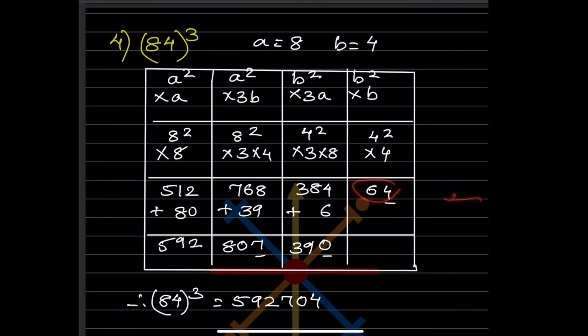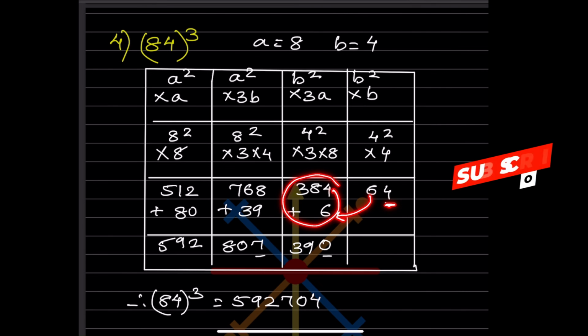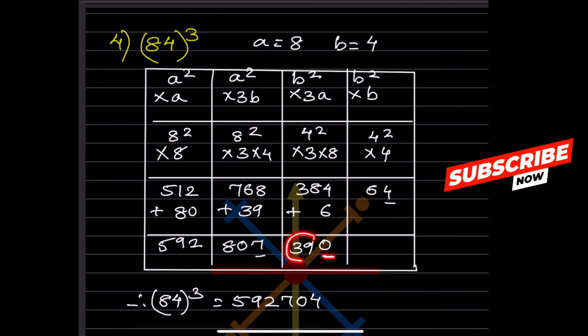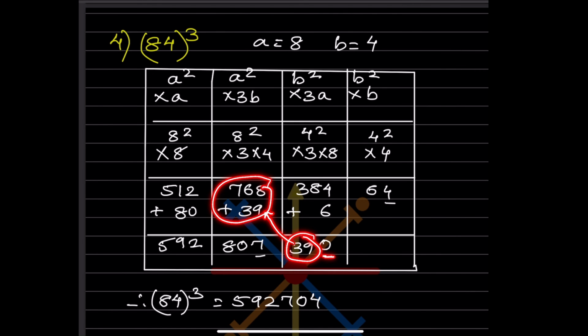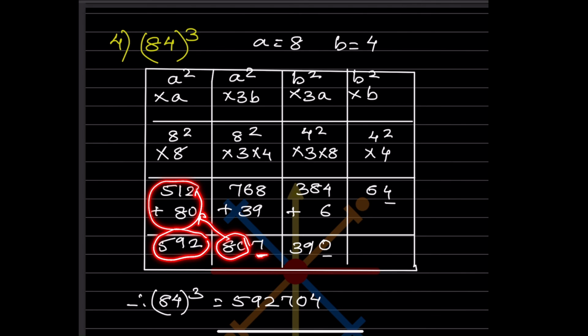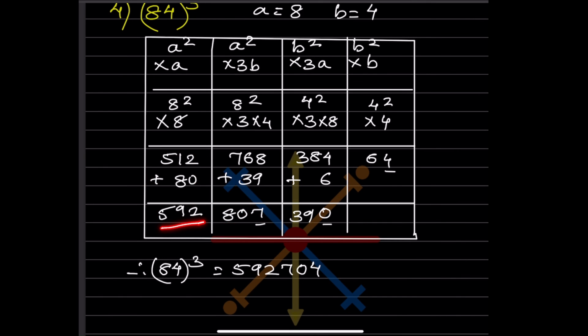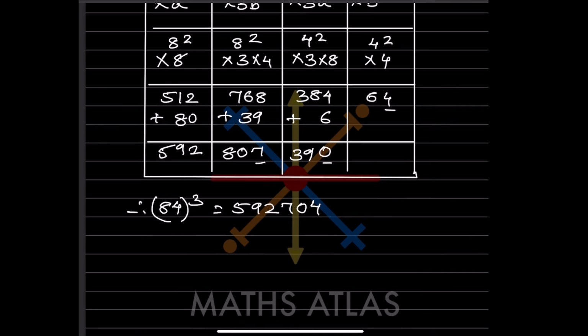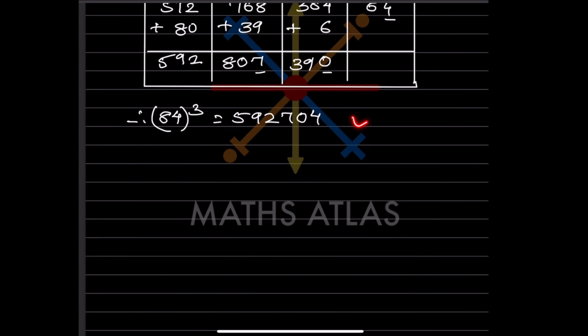Go in the reverse order. Underline 4. 6 will go here. Add it. 390. Underline this 0. This will go here. Add. You get 807. Underline 7. Add this together. That will be 592. So this is the last number. So this will be together. The rest will be only the units place. So here, this is the answer.